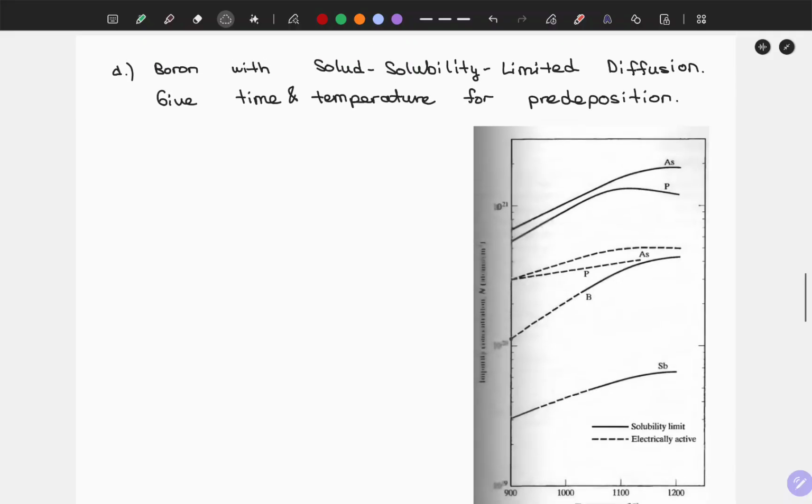And finally, if we look at boron that is solid solubility limited, we can solve for the time and temperature for pre-deposition. So we are no longer looking for a Gaussian profile. We have to update our equations. And the updated equation is Q is equal to square root of 2 over square root of pi, the surface concentration, times square root of Dt.